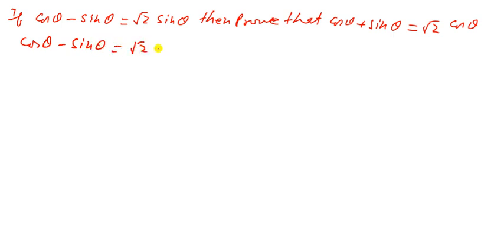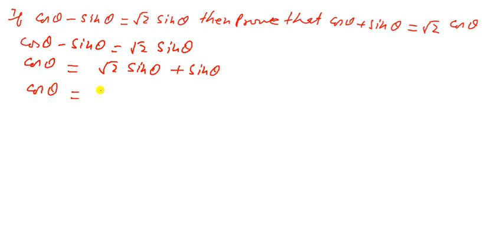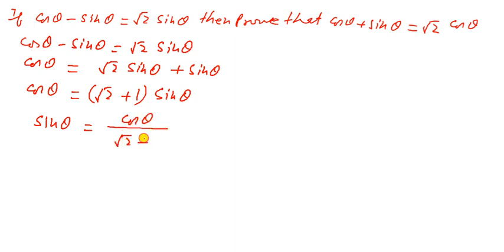Now taking first this one, so it is your cos theta minus sin theta is equal to under root 2 of sin theta. Now transfer to sin theta right hand side, so we get cos theta is equal to under root 2 sin theta and plus sin theta. Taking sin theta as a common, so cos theta is equal to under root 2 plus 1, and here is sin theta. Now find the value of sin theta. So sin theta is equal to cos theta upon under root 2 plus 1.